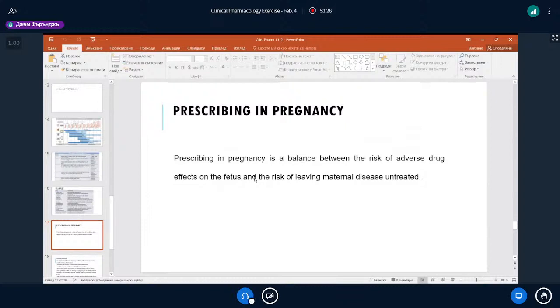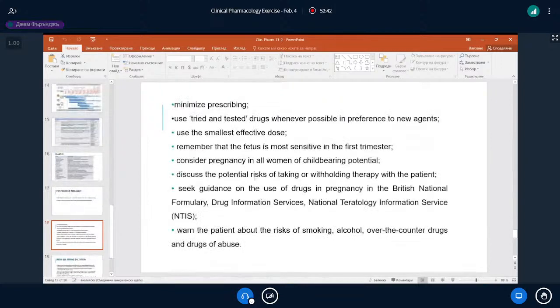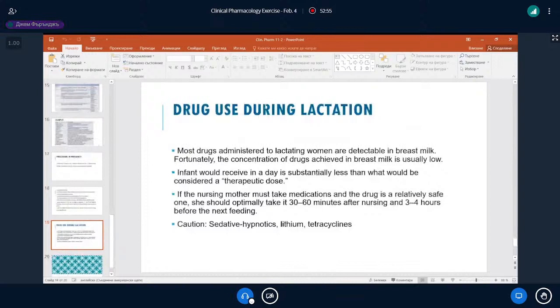Is it something life-threatening? Do you have any good indications to give this drug? Because every drug carries a risk of causing toxicity to the mother and also to the fetus. That's why we need to minimize prescribing when possible. Of course, sometimes you must use drugs, but you must choose the safest drugs. Drugs used during lactation.